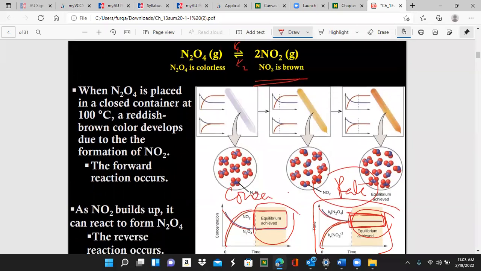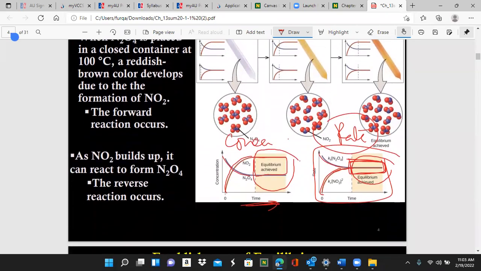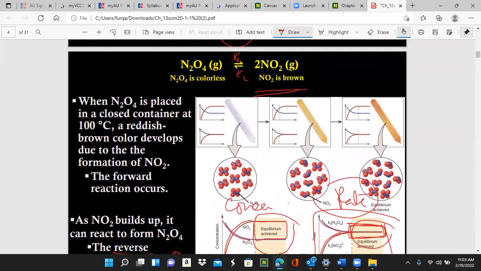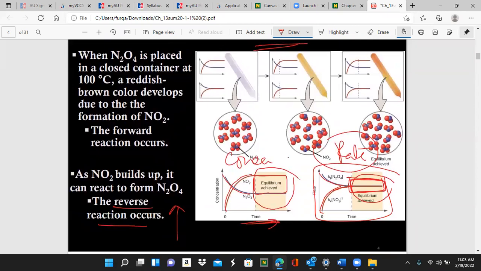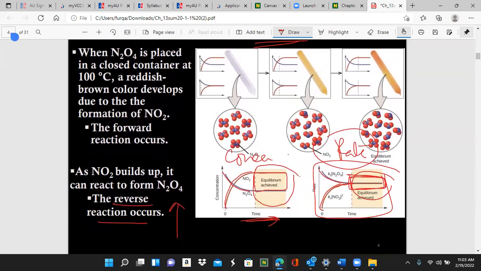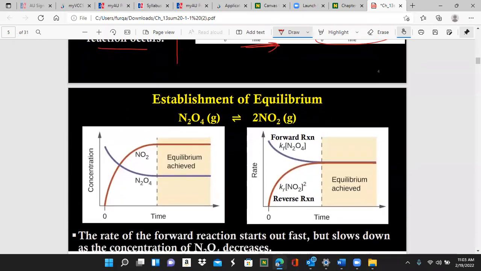So what does that mean? When we do this kind of experiment, the reverse reaction occurs. We know that. There are ways to calculate the rate constant that you're already familiar with. So you can actually calculate the rate constant and talk about what is going on in the chemical reaction. If the two rates are equal to each other, then you will say, okay, the reaction is at equilibrium.